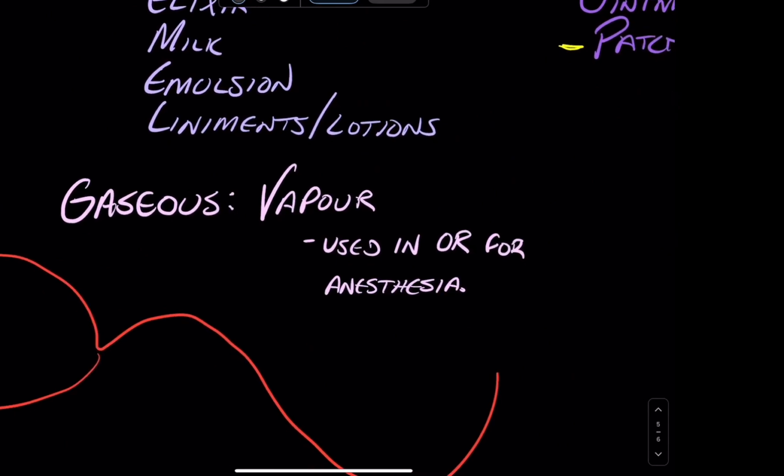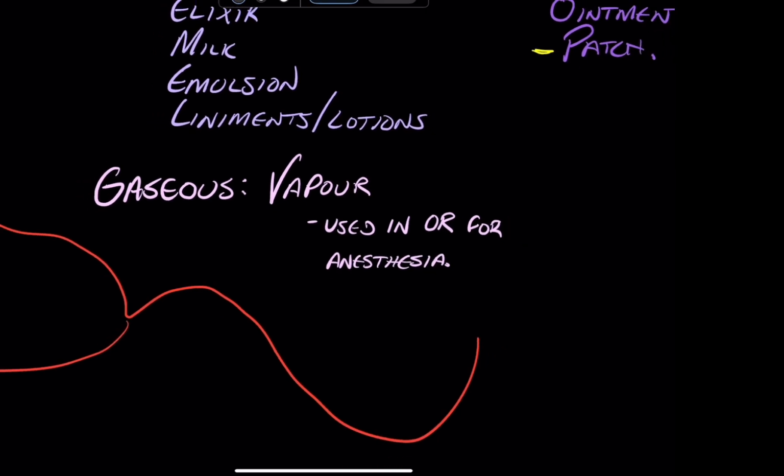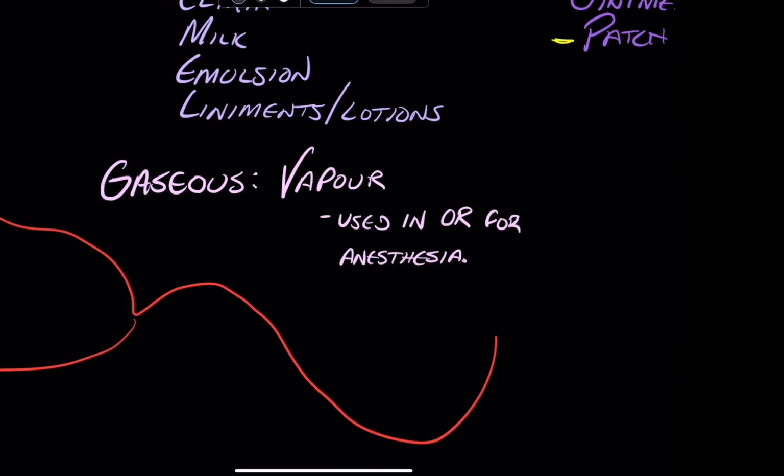And finally, our last one would be our gaseous medications. These are mainly things that are used for like anesthesia. We don't really have any gaseous medications that we give except for oxygen, if you want to count that. But as far as actual medications as a chemical, we don't really have anything that we administer. It's in a gaseous form.